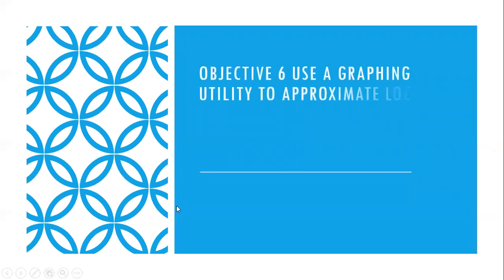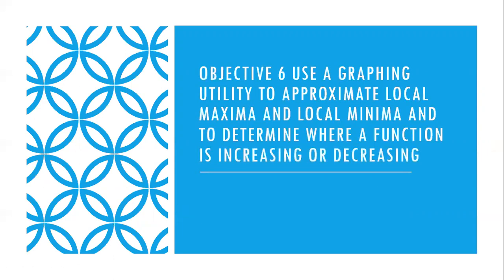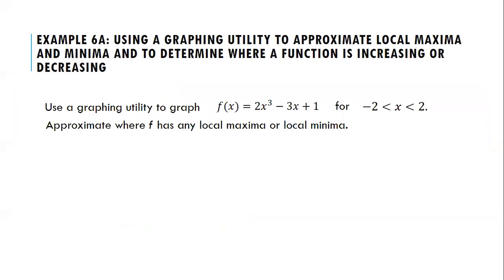All right, our next objective is using a graphing utility, aka a handheld device, a calculator, to find the maximum and minimum of a graph. Okay, that's where we're at. We're on the calculator part. No, handheld. You heard me.